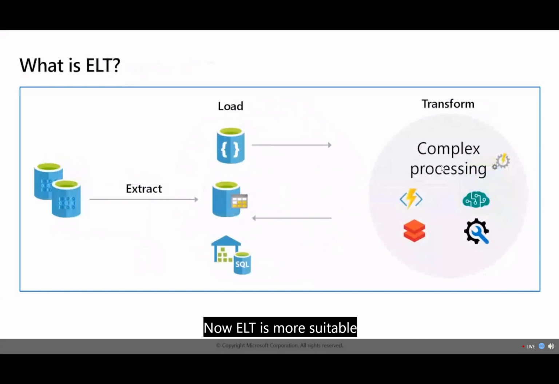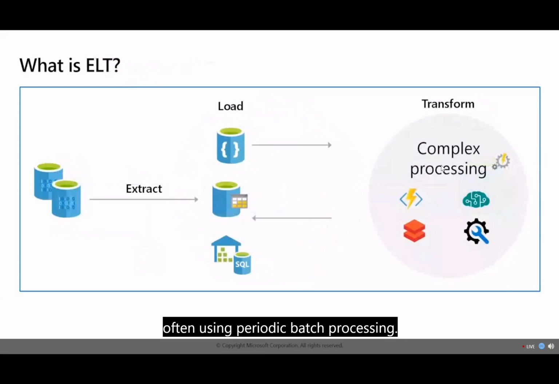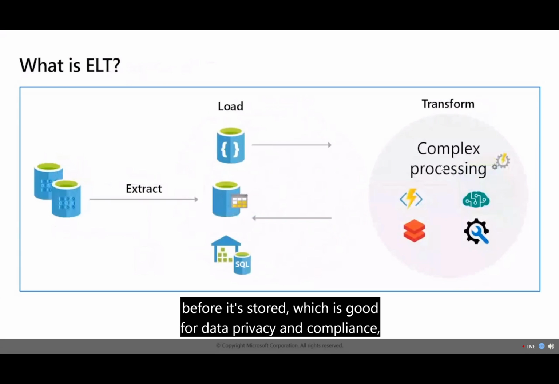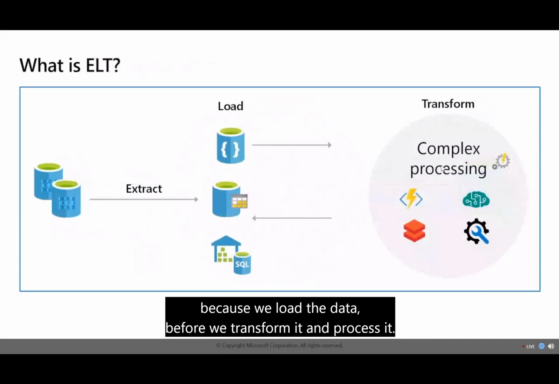Now, ELT is more suitable for constructing complex models that depend on multiple items in the database, often using periodic batch processing. ELT is also a more scalable approach that is suitable for cloud workloads because it can make use of the extensive compute power of the cloud. ELT is more stream oriented than ETL, because with ETL we can filter the data before it's stored, which is good for data privacy and compliance, as we can remove any sensitive data before we store it. However, with ELT, we can't do that because we load the data before we transform and process it.